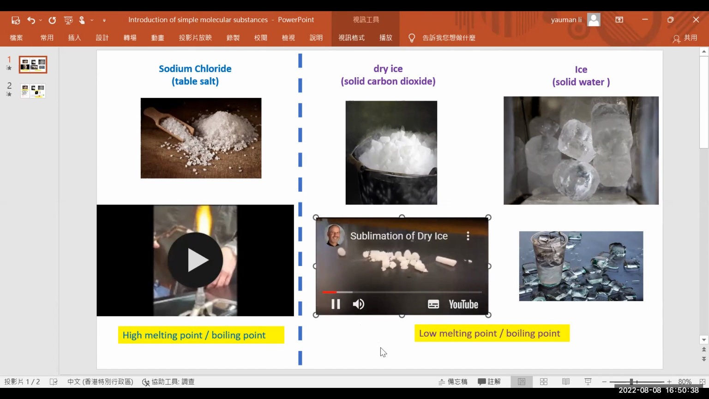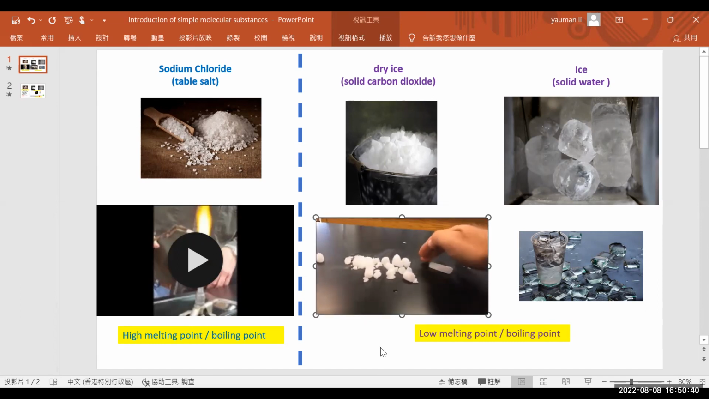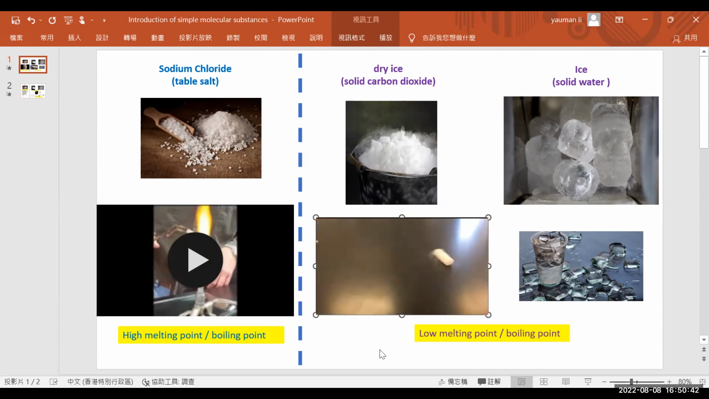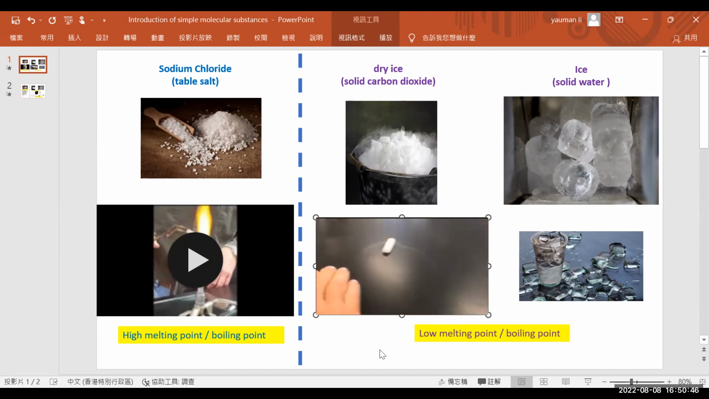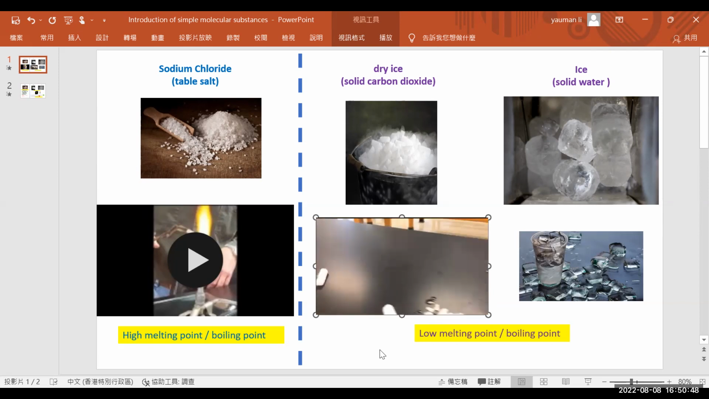Carbon dioxide does not have a liquid state under normal atmospheric conditions, so it turns directly from a solid into a gas as it is warmed.